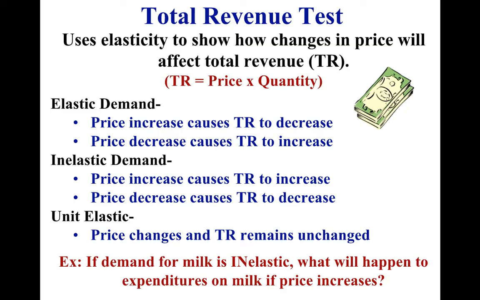Unit elastic would be the price changes, either increase or decrease, but total revenue doesn't change. That is unit elastic. So those are the three options here. So answer this question. If demand for milk is inelastic, what will happen to expenditures, which is like the sales of milk, if the price increases? So if milk is inelastic, right, that means as the price goes up, we would expect total revenue to also increase.